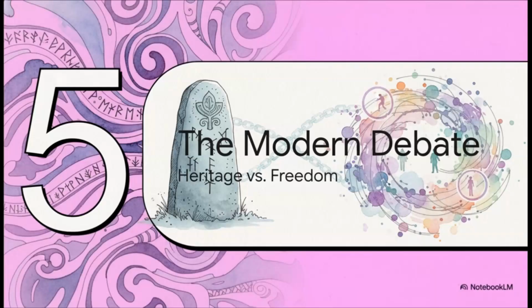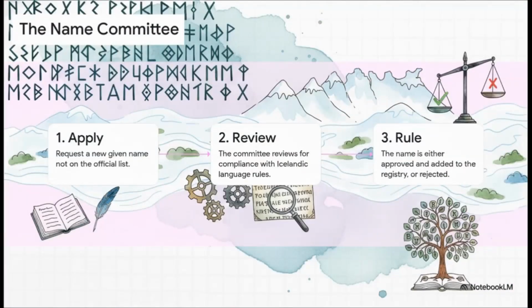Iceland is doing this constant balancing act. On one side, they're fiercely protecting their cultural heritage. On the other, they're dealing with the pressures of a globalized world and people wanting more individual freedom. So how do they manage all this? Well, they set up the Icelandic Name Committee.